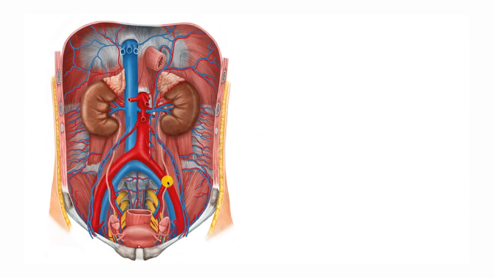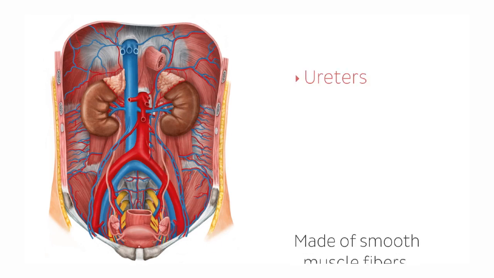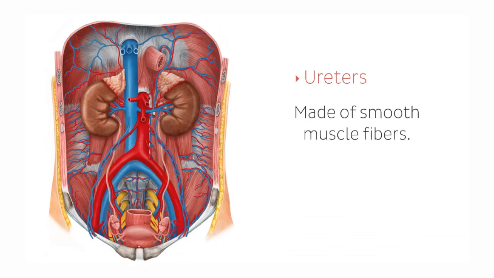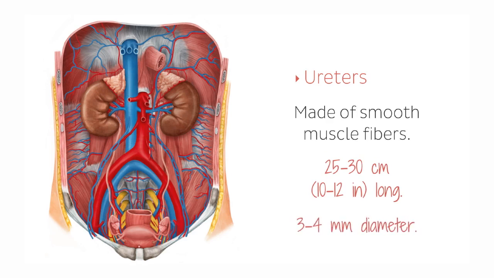If you can see here on both sides, these are the ureters. And the ureters are tubes made of smooth muscle fibers that propel urine from the kidneys to the urinary bladder. In the adult, the ureters are usually 25 to 30 centimeters and about 3 to 4 millimeters in diameter. The ureters, as you can clearly see here on this image, arise from the pelvis of each kidney, which is found right about here on both sides. And then they descend on the top of the psoas major muscle and reach the brim of the pelvis.